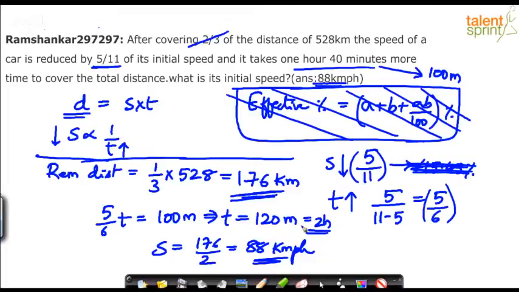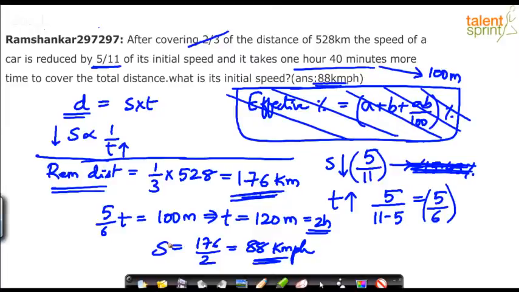Are you able to follow? 120 minutes, which is 2 hours. This 2 hours of time is taken for the remaining 1/3 of the distance. 1/3 of the distance is 176. So 176 kilometers was covered in 2 hours, which means the speed is how much? 88 kilometers per hour. Have you all followed this?